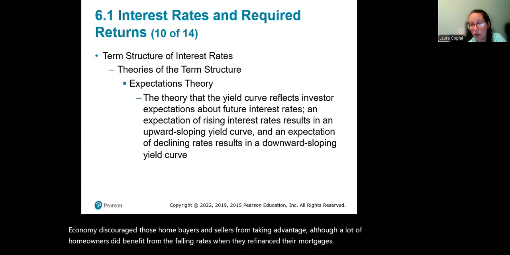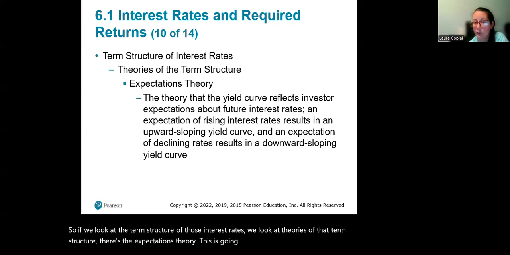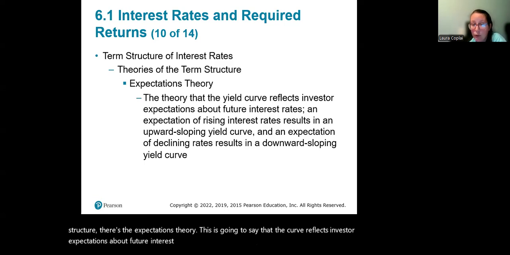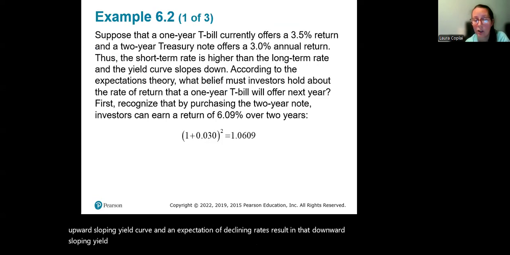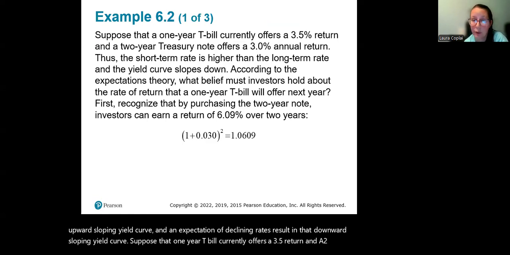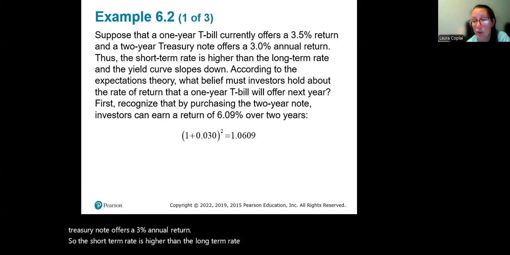So if we look at the term structure of those interest rates, we look at theories of that term structure. There's the expectations theory. This is going to say that the curve reflects investor expectations about future interest rates. An expectation of rising interest rates results in an upward sloping yield curve, and an expectation of declining rates results in that downward sloping yield curve. Suppose that a 1 year T-bill currently offers a 3.5% return and a 2 year Treasury note offers a 3% annual return. So the short-term rate is higher than the long-term rate, and the yield curve slopes down.